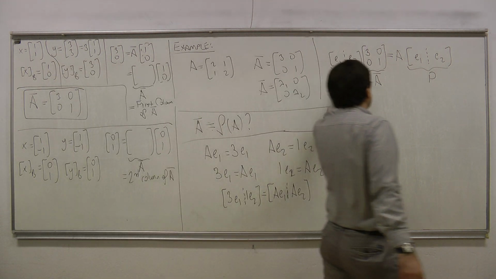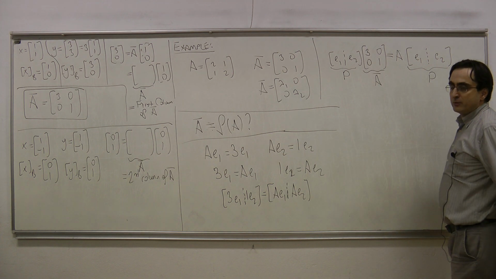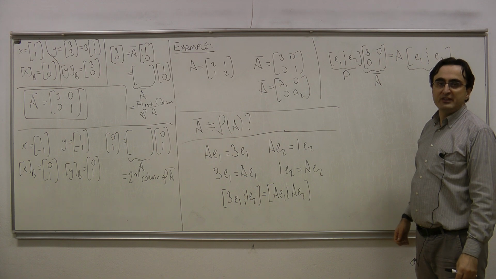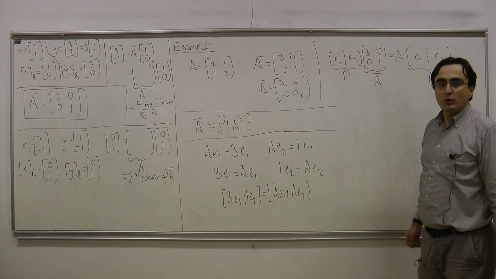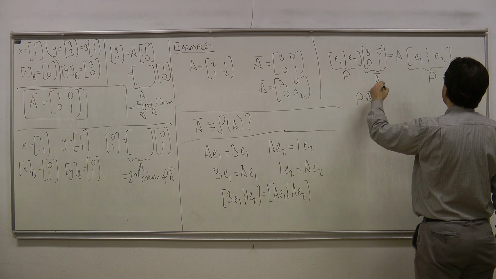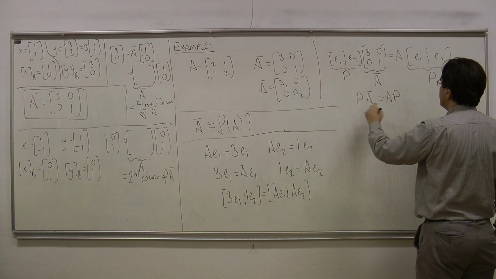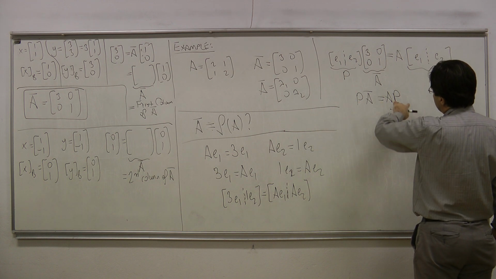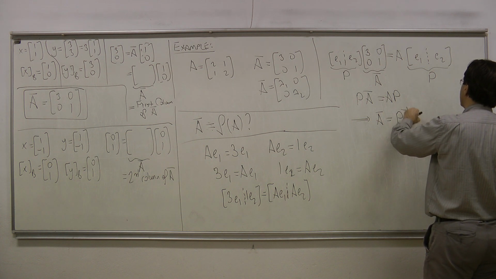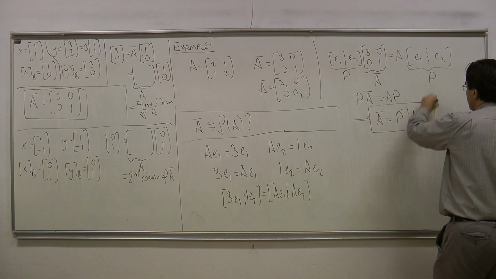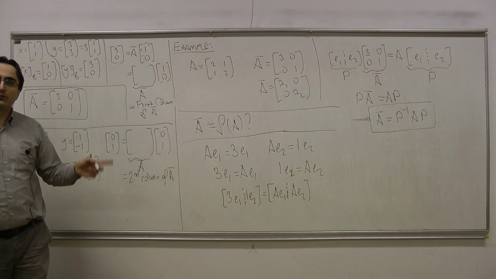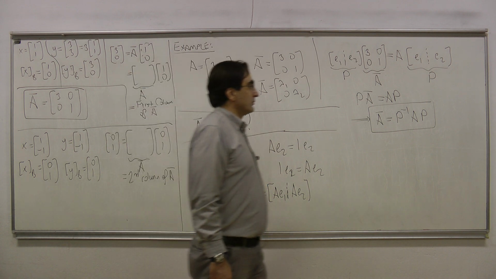This matrix P is always an invertible matrix because it is composed of basis vectors of Cn. This P is always going to be invertible, and that gives us the following equation. P times A bar is A times P, and if I take this P to the other side, then A bar is equal to P inverse AP. Okay? So this is our basis change formula.